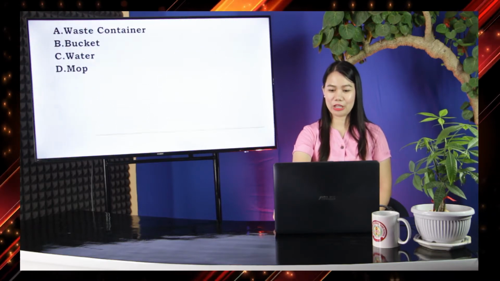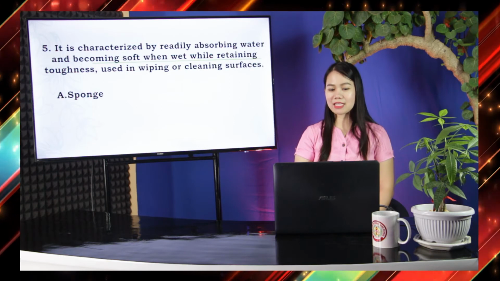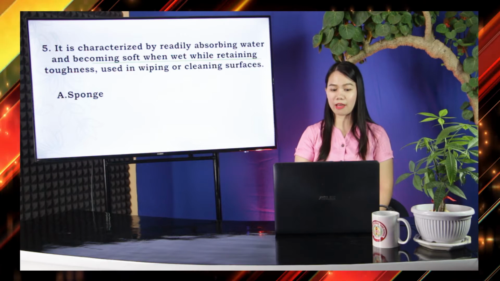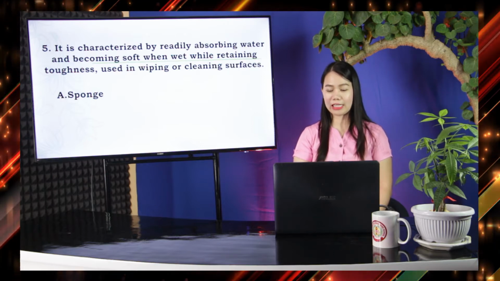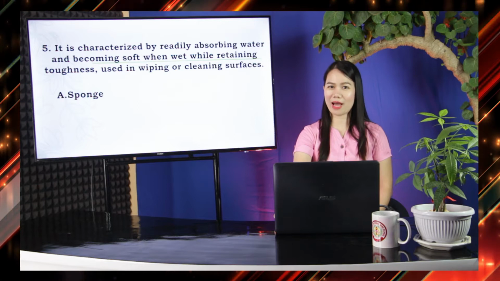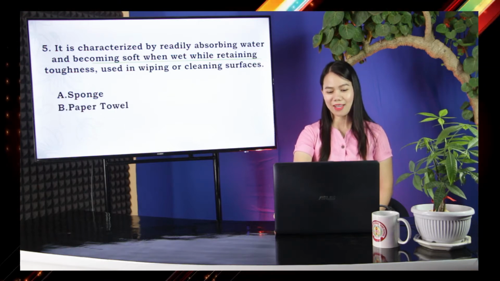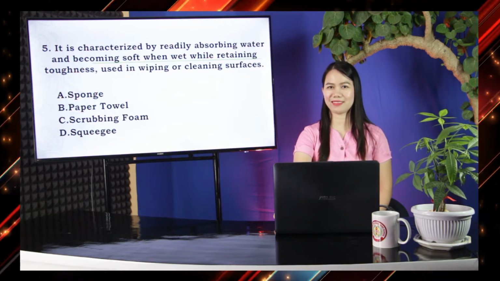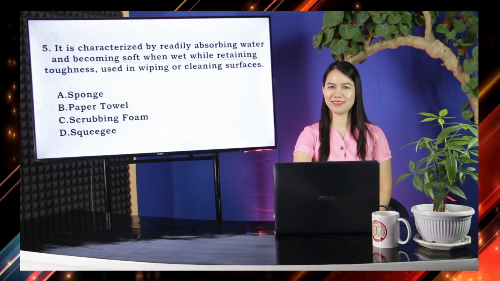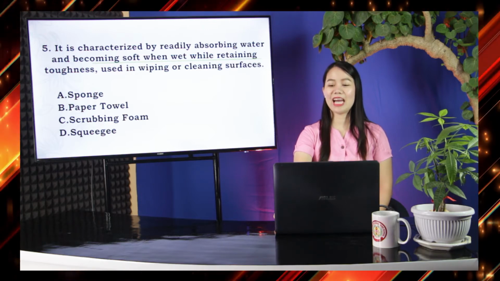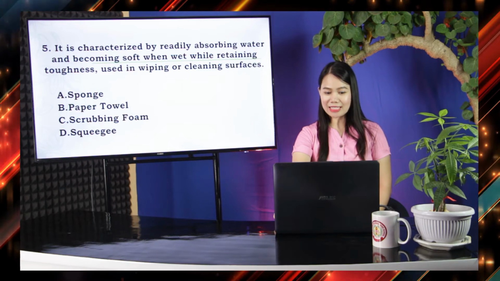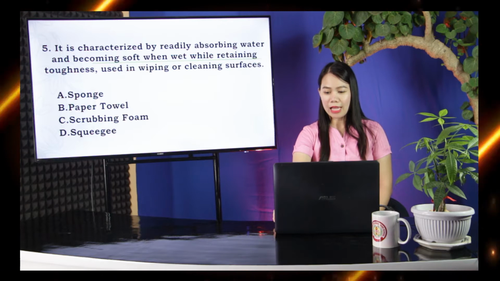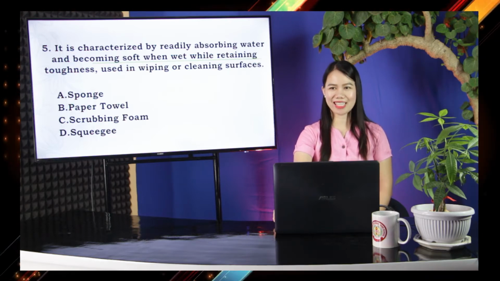Bucket. Number 5. It is characterized by readily absorbing water and becoming soft when wet while retaining toughness, used in wiping or cleaning surfaces. A. Sponge. B. Paper towel. C. Scrubbing foam. D. Squeegee. The correct answer is letter A. Sponge. Now, let's proceed to our discussion.